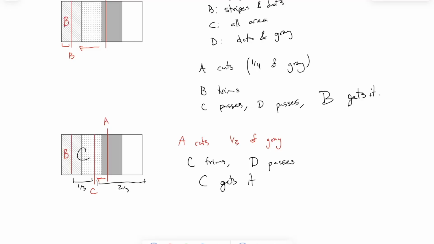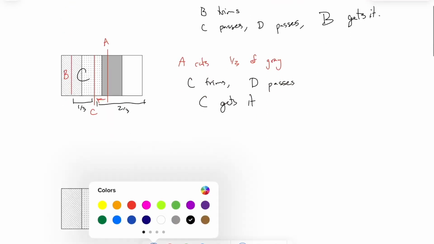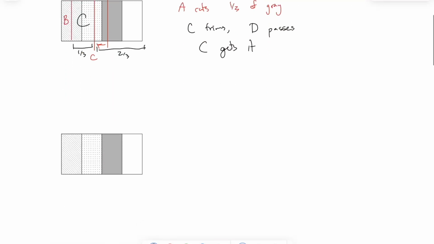All right, and then finally, I will copy this down. The last step is just going to be the two people who remain. This is B. C took it around there. All right, and now we just have two people remain, A and D. So A does the cut into half of the gray. Remember, A still only cares about the gray, so A's cut will go right down the middle of the gray area.